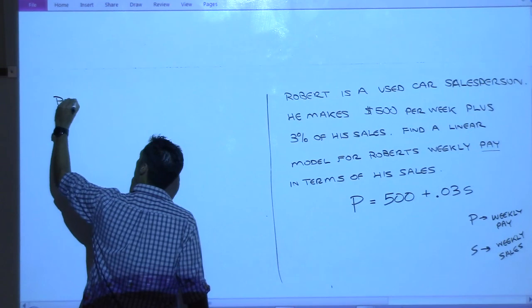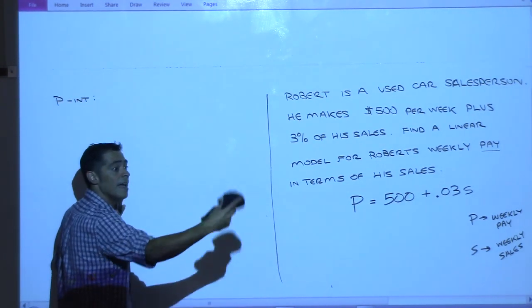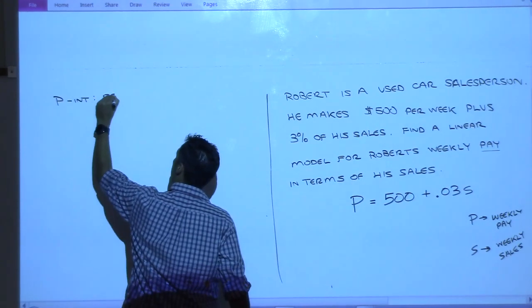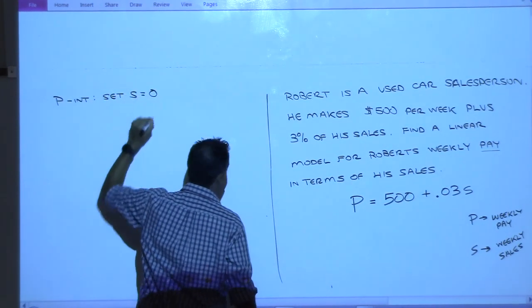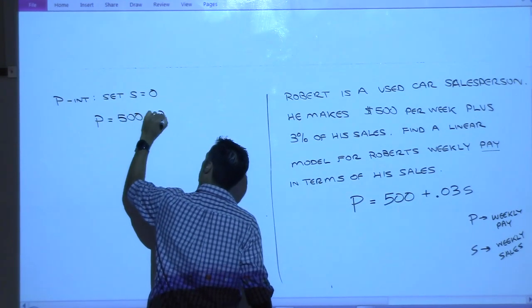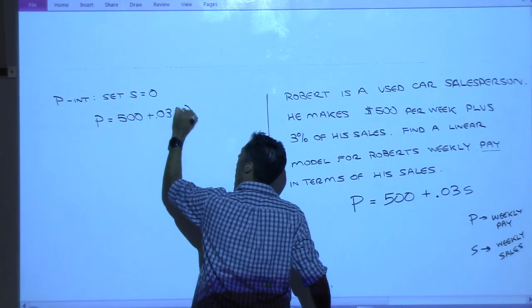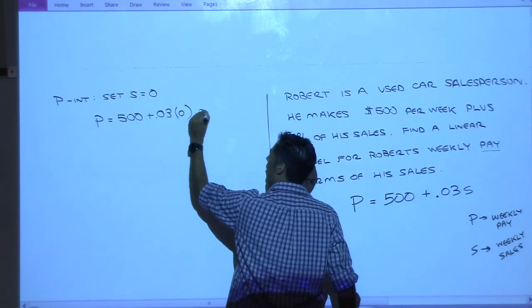To find the p-intercept, we set s to 0. Okay, so if I do that, p equals 500 plus 0.03 times 0, sorry. And that just goes away, and all you get is 500, right?